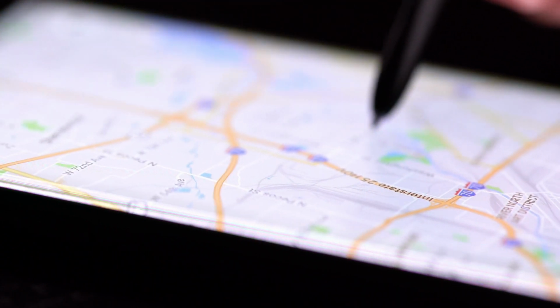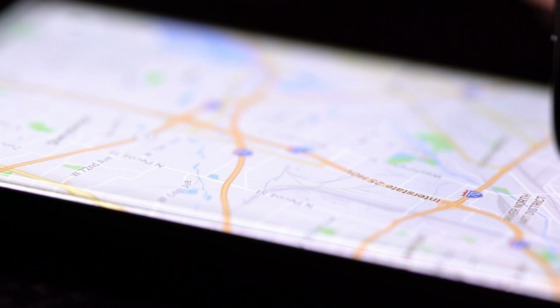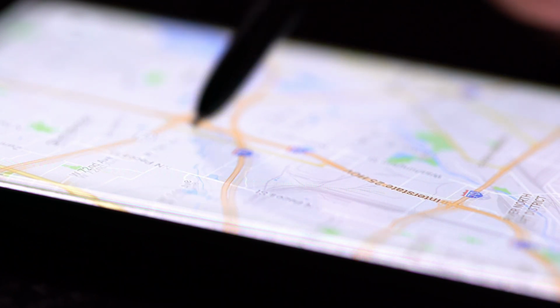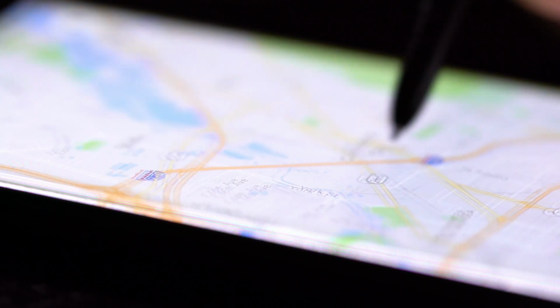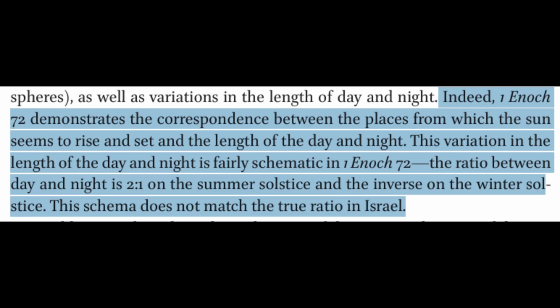It might have been the land we now call Israel, or it could have been somewhere else entirely. The reason I bring this up is because these exact ratios, a day being twice as long as night, or night being twice as long as day, don't currently occur in the region of modern-day Israel. That suggests one of two possibilities. Enoch was observing from a different latitude, or the solar year has shifted since his time.